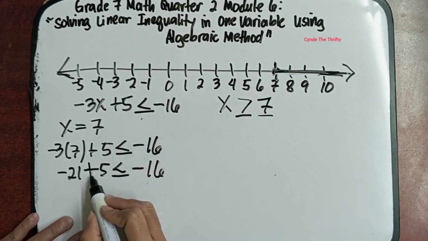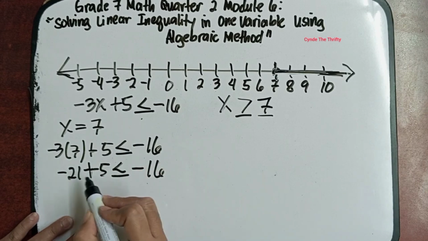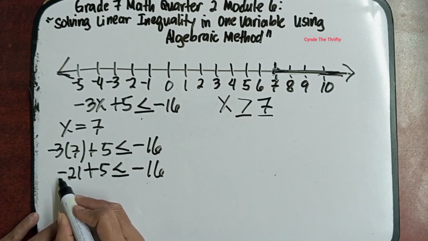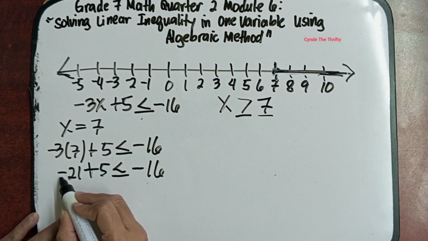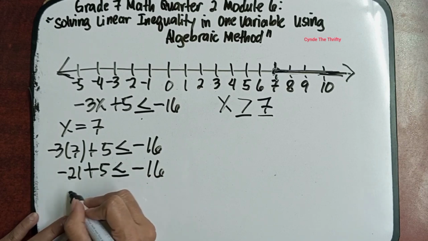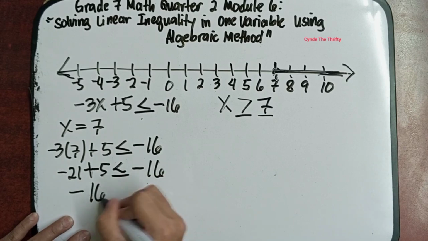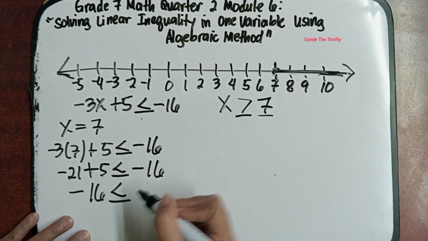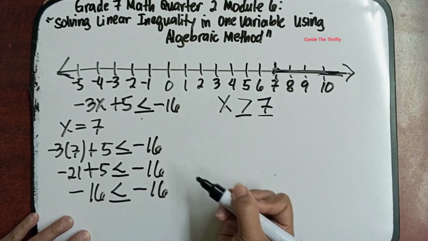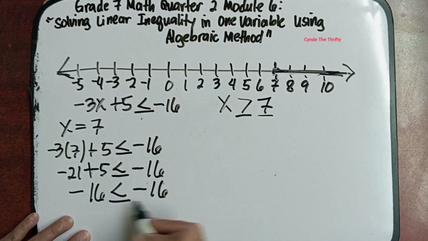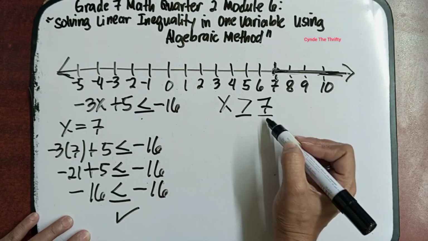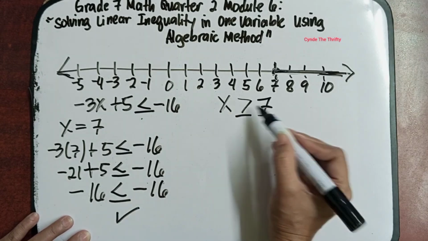So, negative and positive, subtract, tapos kopyahin natin ang sign ng malaking number. So, negative ang sign ng malaking number. So, ang sagot natin is negative. So, 21 minus 5 is equal to 16. Is less than or equal to negative 16. So, tama ba ito? Of course, tama. Kasi negative 16 is equal to negative 16. So, therefore, positive 7 is part of our solution.